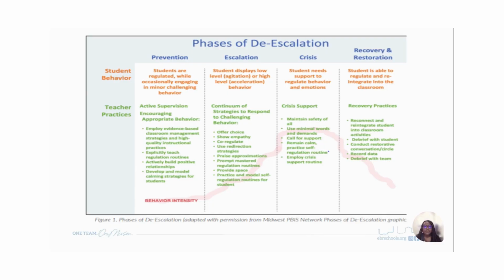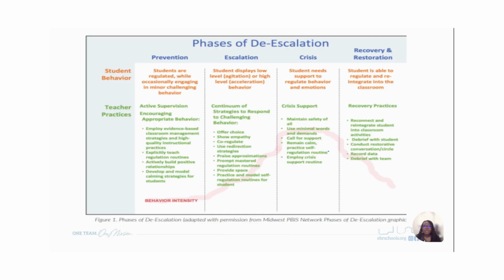And if you look at the third stage, which is crisis, this is when the behavior reaches its peak. The student needs support to regulate behavior and emotions because they are in crisis. They're at their plateau. Right now, the supervisor is going to offer crisis support. They're going to maintain safety of themselves and the students.